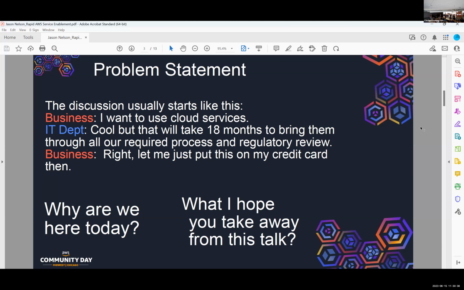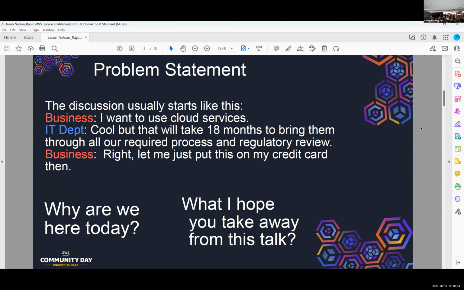So how do I then enable them to get the services and use cases they need out the door? Time to market is the measurement. So with these types of things, we need to figure out how to enable them so they don't do this.